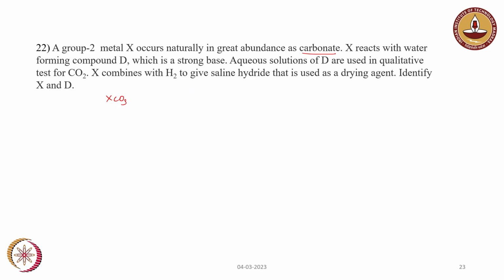And alkaline earth metal reacts with water to form metal oxide and it liberates H2. So X plus H2O giving metal oxide and H2 gas. So the metal oxide will be D. And we are given X combined with H2 to give saline hydrate.